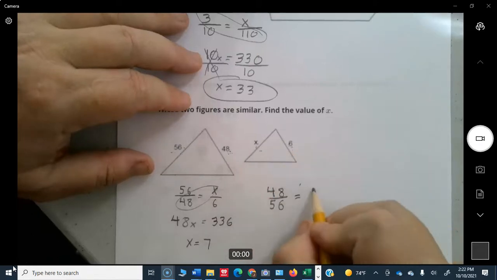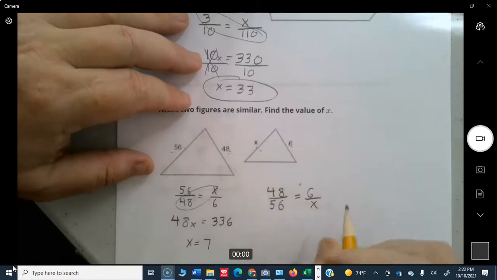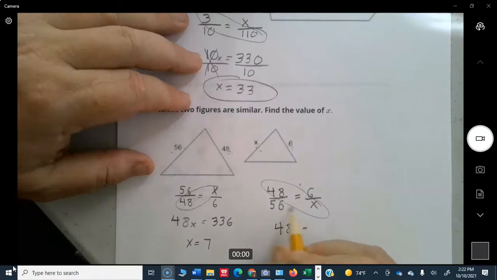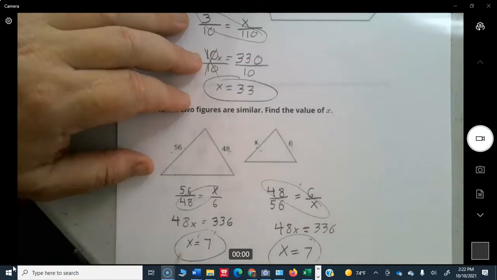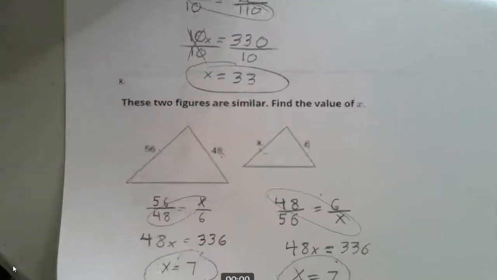Equals 6 over x. Cross multiply. You get 48x equals 336. So notice you get the same thing. You got the same thing both places. So x equals 7. Okay? Those are your answers. We keep going on.